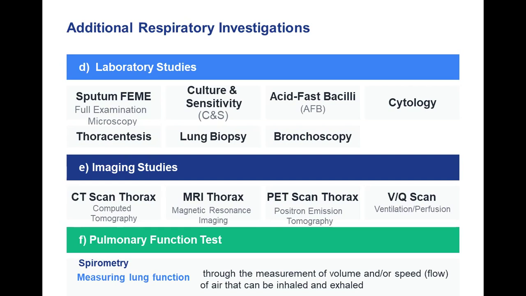Imaging studies, for example, advanced imaging includes the CT scan and MRI thorax for detailed structural views, the PET scan for metabolic activity, and the VQ scan for evaluating ventilation to perfusion mismatch. Pulmonary function tests, the most common is spirometry, which measures the volume and speed of flow of air the patient can inhale and exhale, helping to classify obstructive versus restrictive diseases.